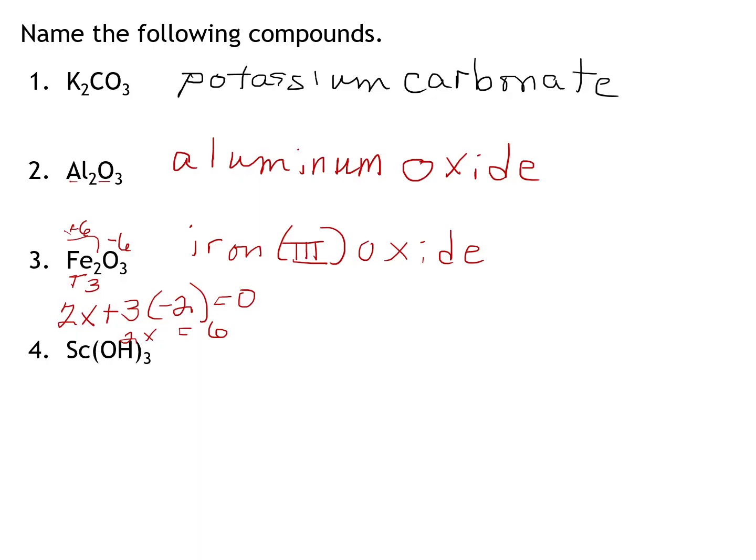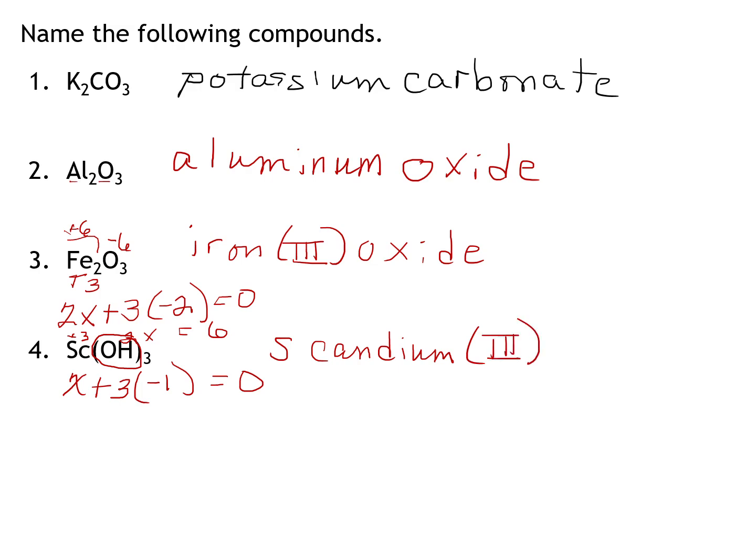And then we got Sc(OH)3. I'm going to use the algebraic method. So scandium is a transition metal. So we have x for the scandium. We have 3 hydroxides, and we know this is a polyatomic ion because it is in parentheses. Each hydroxide is minus 1, adds up to 0 because it's a neutral compound. So this is going to be scandium with a plus 3 charge. So we say, all right, well, the name is scandium(III) hydroxide.